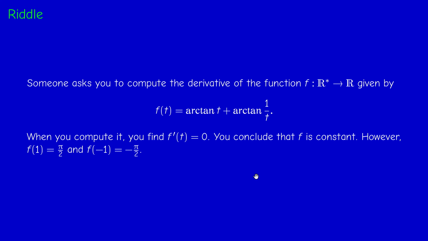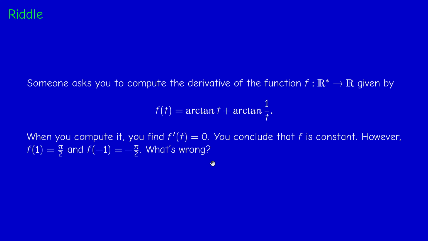So you conclude that f is constant. However, you notice that f of 1 is arctangent 1 plus arctangent 1, so it's pi over 2, and f of minus 1 is minus pi over 2. So we get two different constants. What's the problem? What's wrong? I want you to think of it a little bit.